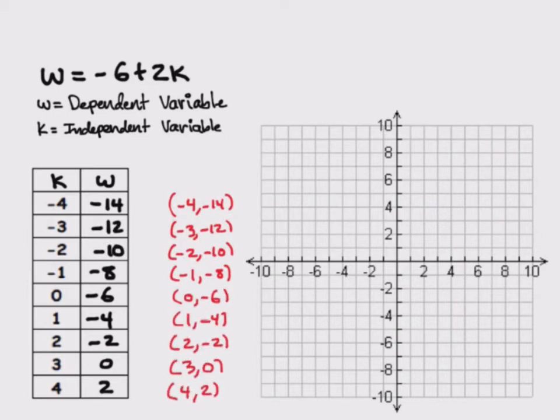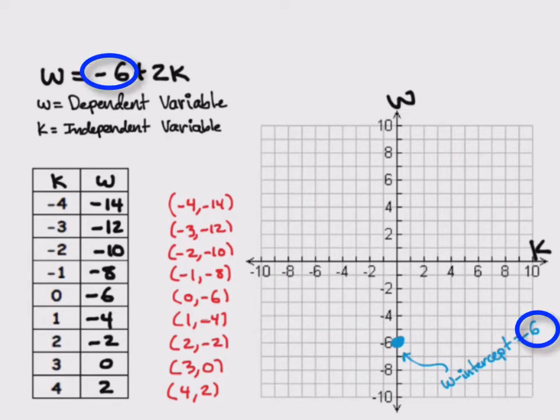Now that we have the ordered pairs, the question is, how are these ordered pairs going to show up on our graph? Let's start with the point 0, -6. This is where the independent variable k is equal to 0. In fact, when we graph it, that's going to be our w-intercept. I like to think of this point as where our dependent variable starts when the independent variable is 0.